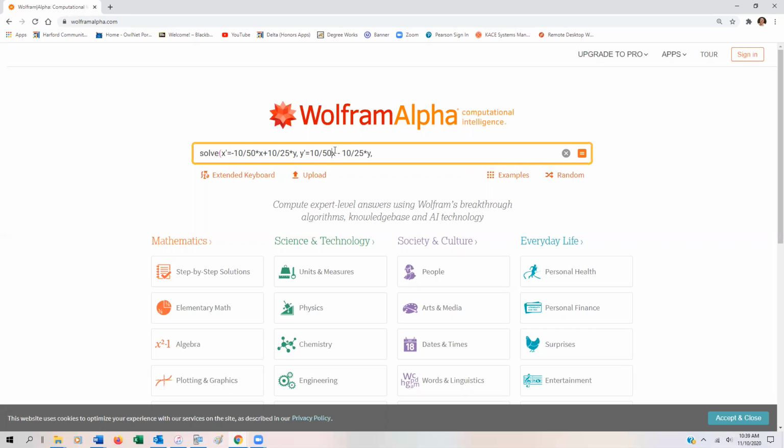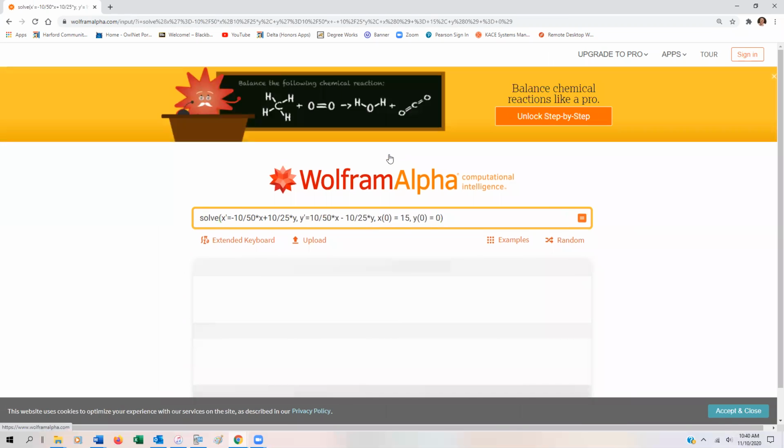Right? And I'm putting the multiplication symbols in here because sometimes Wolfram Alpha doesn't pick those up as nicely as we'd like it to. And remember, we said that x at 0 is equal to 15 because there were initially 15 liters of alcohol in the first tank, and in the second tank there was nothing. All right, so let's see what happens with this.